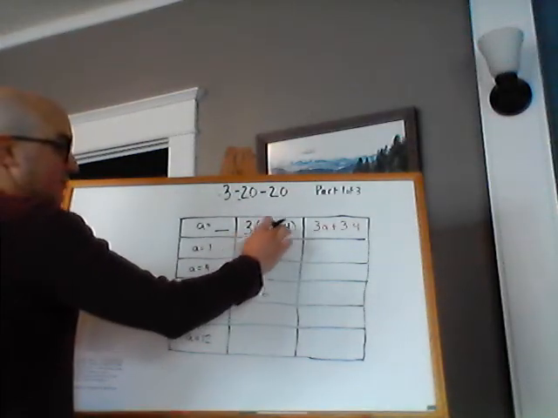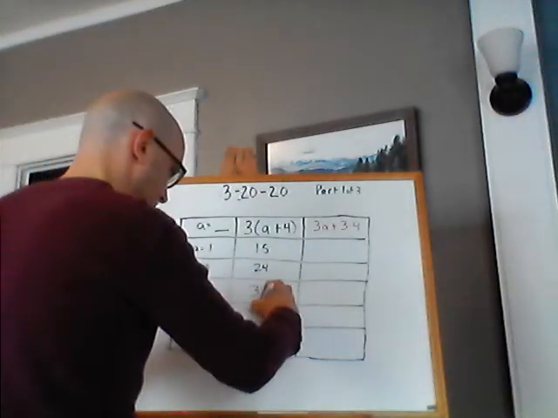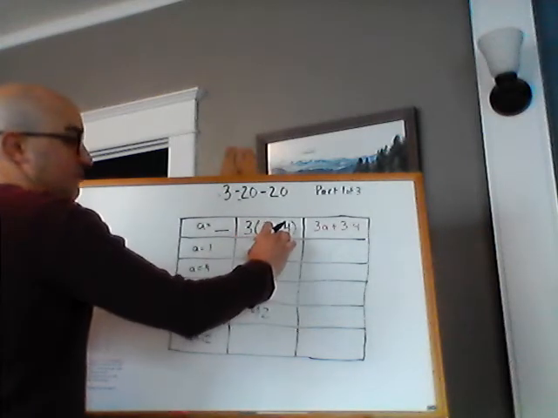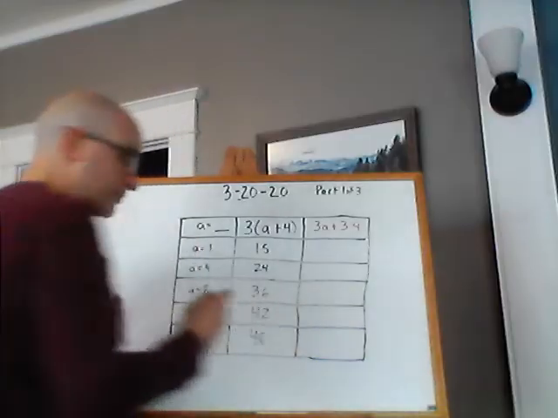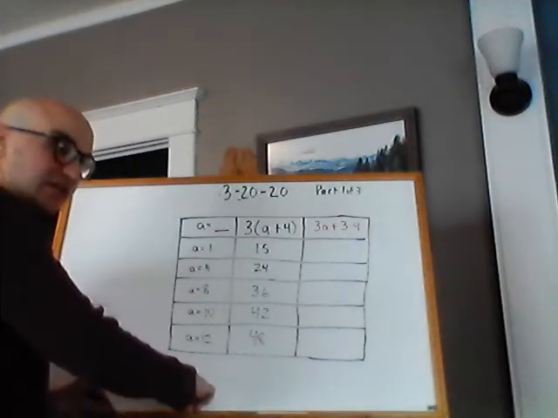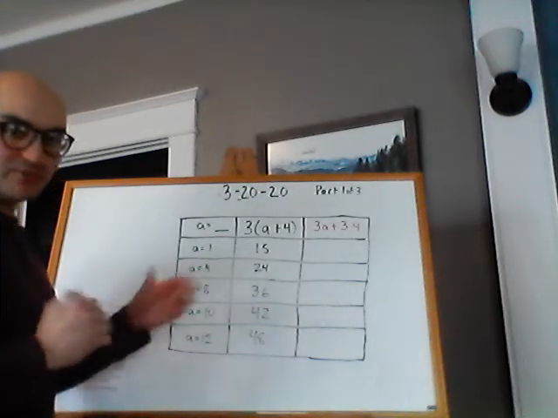10 here for a, so 10 plus 4 is 14 times 3 is 42. And 12 here for a, so 12 plus 4 is 16. 16 times 3 is 48. Remember, I'm going through these pretty quickly because I have to keep these videos short. If you need more time, pause the video, check the multiplication if you need to.